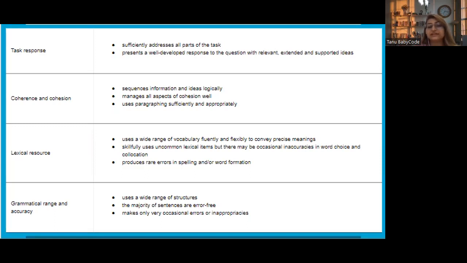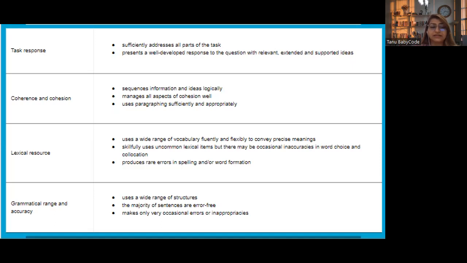Lexical resources. Lexical resources mean that you have to focus on a wide range of vocabulary. So use a wide range of vocabulary fluently and flexibly also, with the correct meaning. Skillfully use common and uncommon lexical items. There can be some occasional inaccuracies in word choice and collocation, but yes, you should focus on the uncommon lexical items. Produce rare errors in spelling and word formation. Minor errors can be avoided, like the examiner can overlook your minor errors, but not the major ones. Like if you're doing it repeatedly, then yes, you will lose in your band scores.